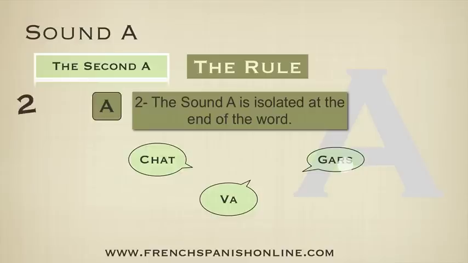Ga, because in this word we don't pronounce the letter R nor the letter S, so the pronunciation is the second A, because the sound A is isolated at the end of the word. We say ga. The same thing for pas, we don't pronounce the S. Pas for step or the negative form. Again, we say pas.